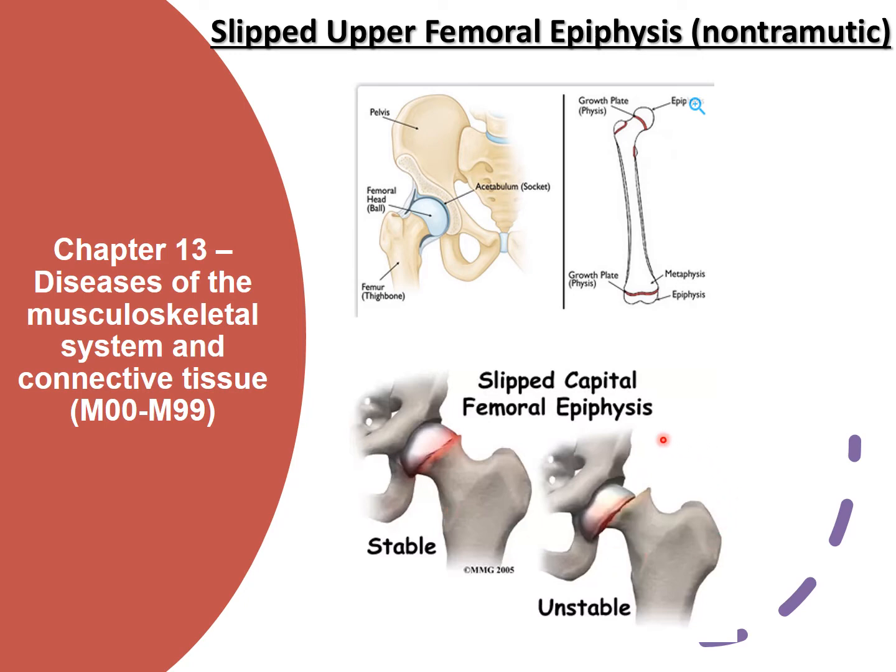Coming to the unstable, this is a more severe slip. The patient cannot put weight on their hip even with crutches. Here you can see a more severe slipped femoral epiphysis, and it requires immediate urgent treatment.